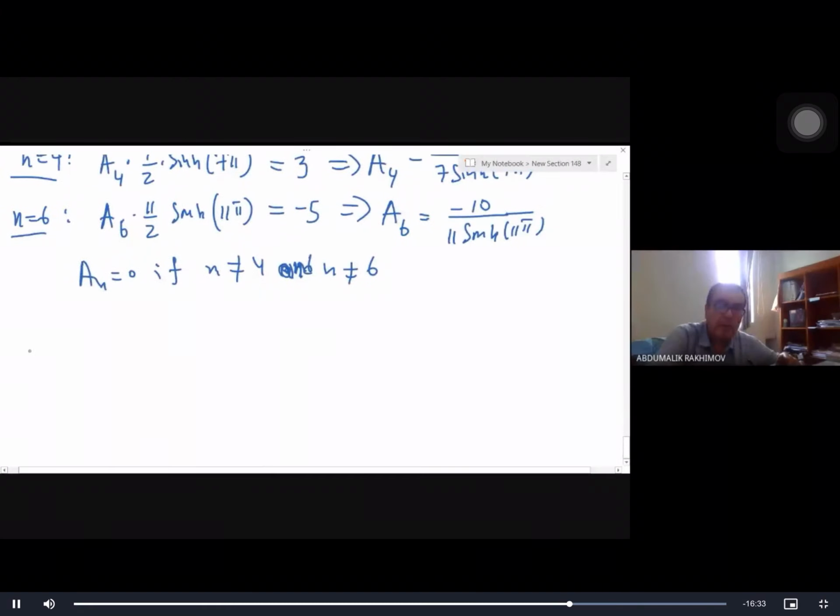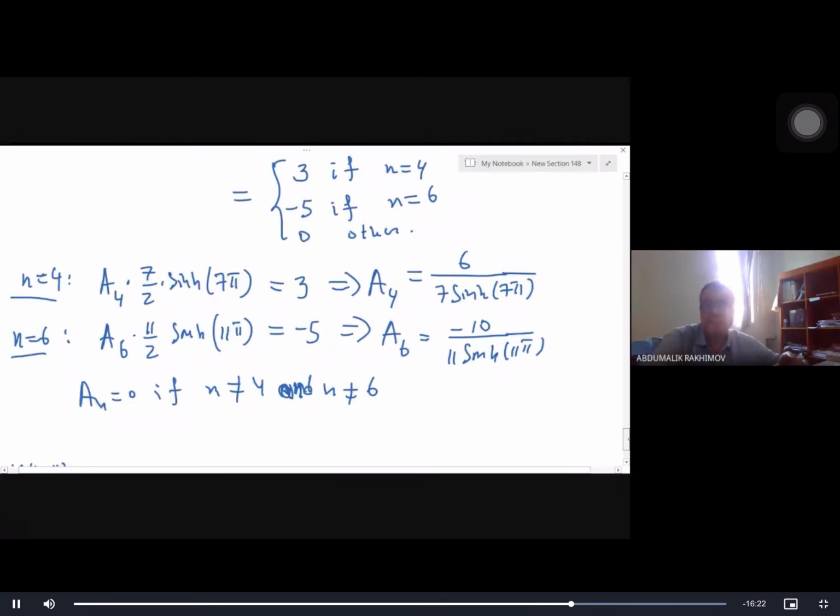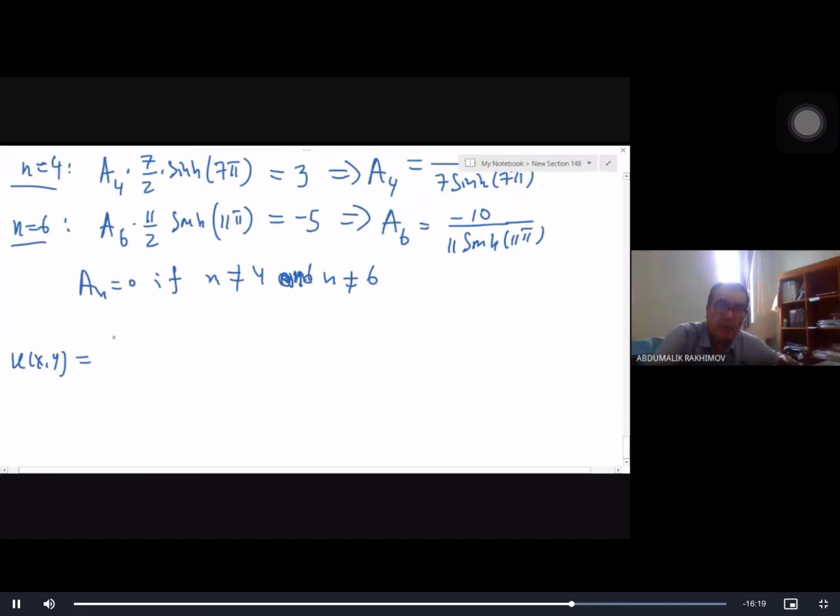Now I can write the solution u(x,y) is equal to a4, which is 3 over sine hyperbolic 7 pi, times cosine hyperbolic 7 over 2x, I think. Let me check again.